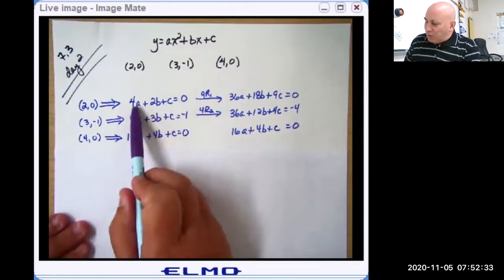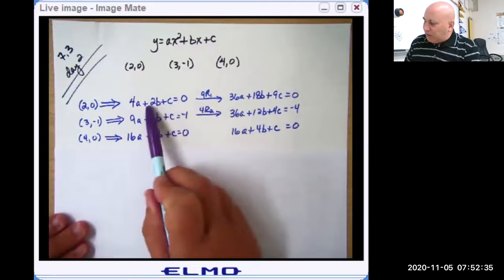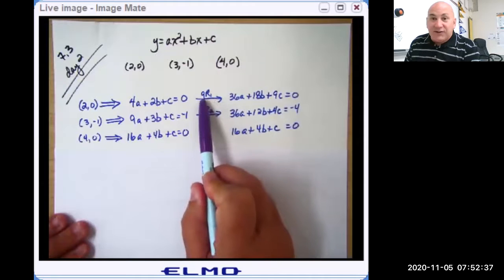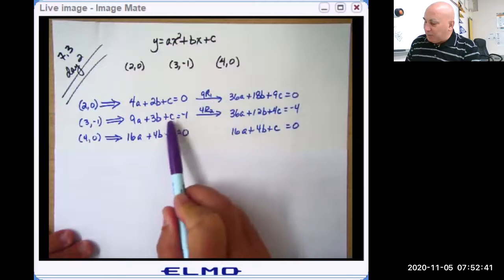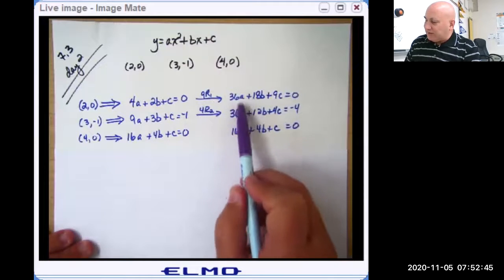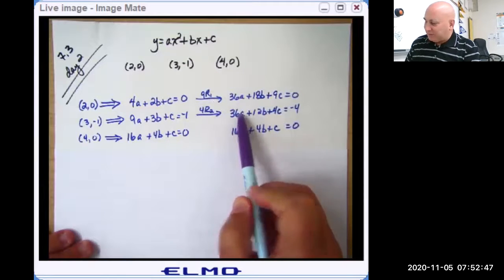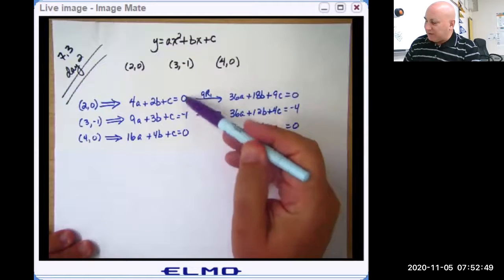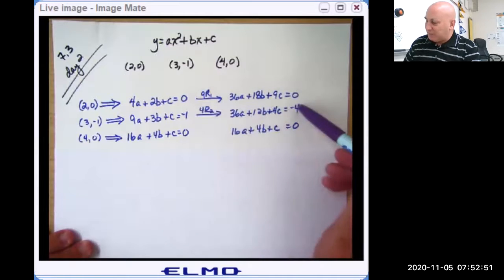Anyway, we're going to multiply this first equation by a non-zero constant, because that's one of our rules, 9. And I'm going to multiply this equation by 4. So I end up with 36a in both cases. Don't forget to multiply these terms by 9 and 4.